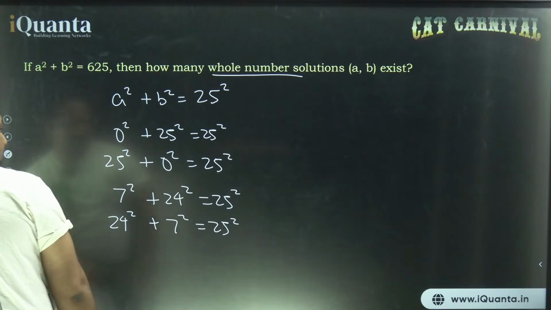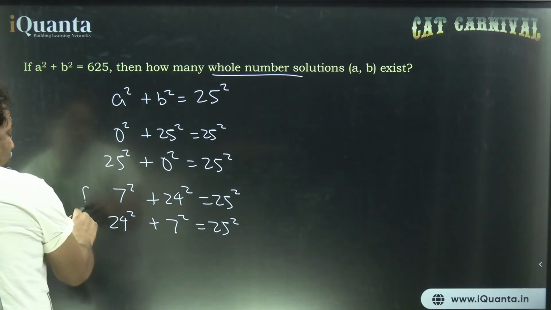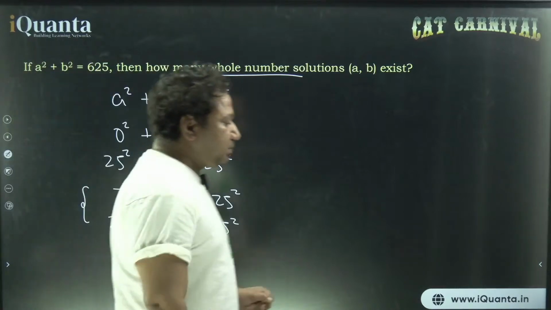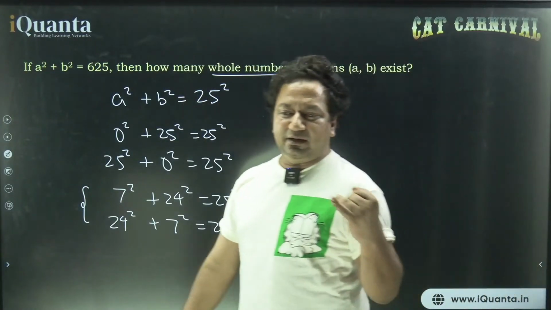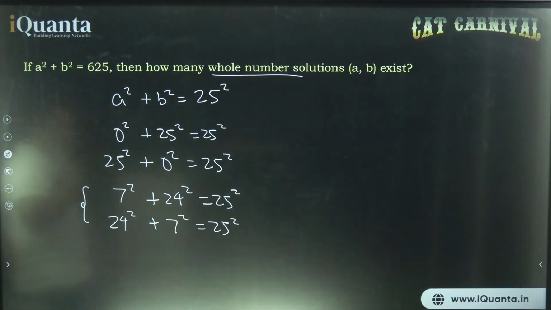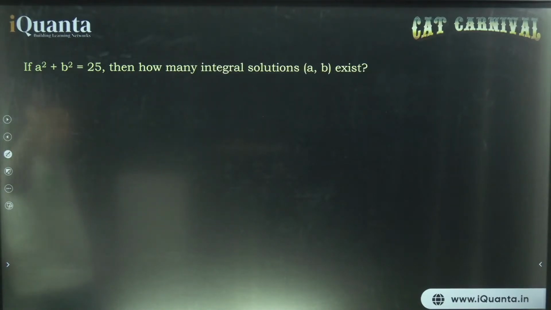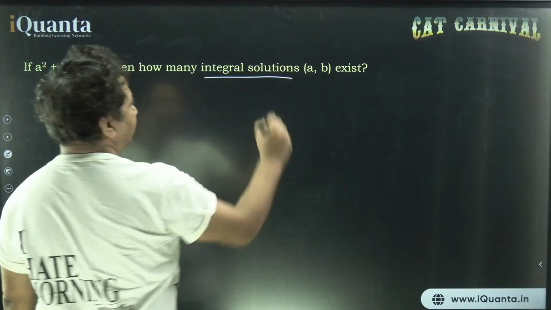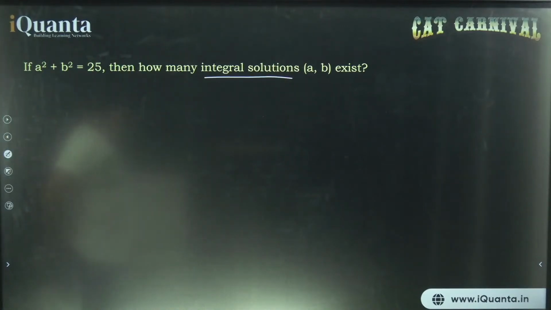Now, a lot of you might not be able to see this solution. Either you know it or you try to calculate it by hit and trial or by some other method. We have 4 solutions here. We're going to come to the real thing of today's class. Let's try this out. If a square plus b square is 25, then how many integral solutions a comma b exist? Now we have integral. What needs to be done here?